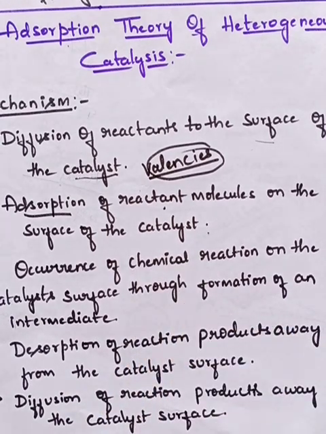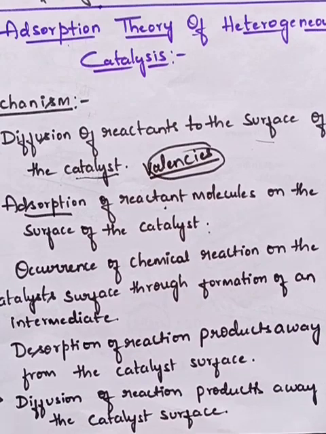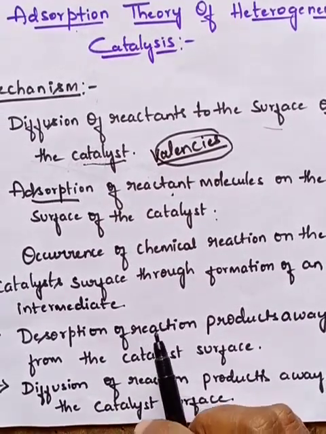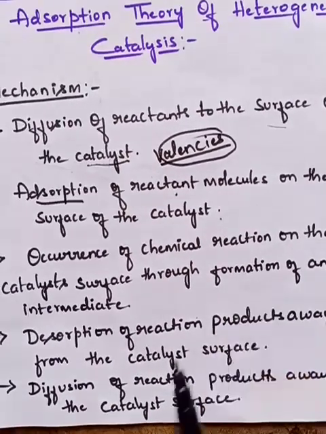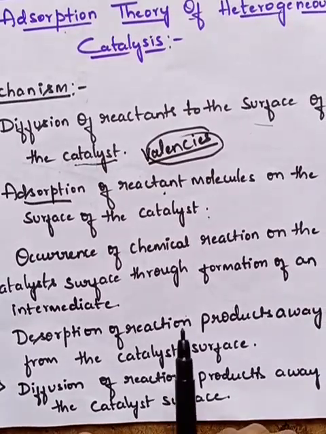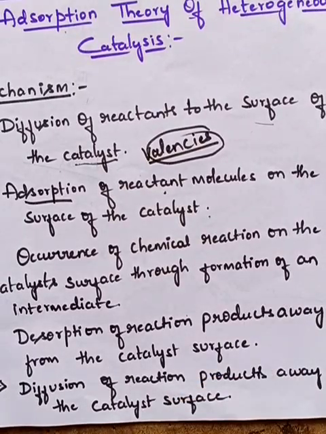Once they get adsorbed on the surface of the catalyst, then there is occurrence of chemical reaction on the catalyst surface through the formation of an intermediate.